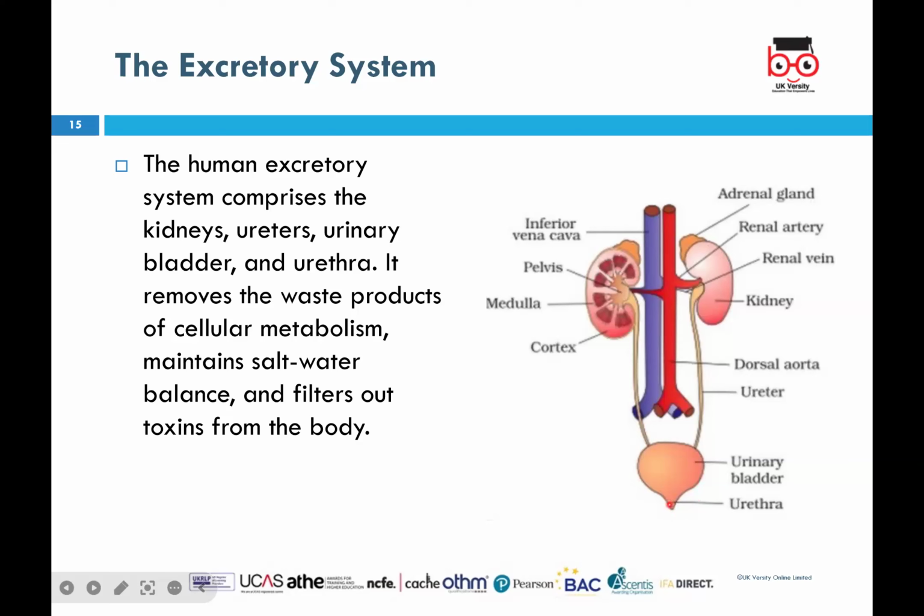What is the function of these kidneys? They remove waste products, maintain salt and water balance, and filter out toxins from the body. Whatever drugs you take in have their impact, but they're filtered out through the urinary tract. The function is to remove waste products from cellular metabolism.